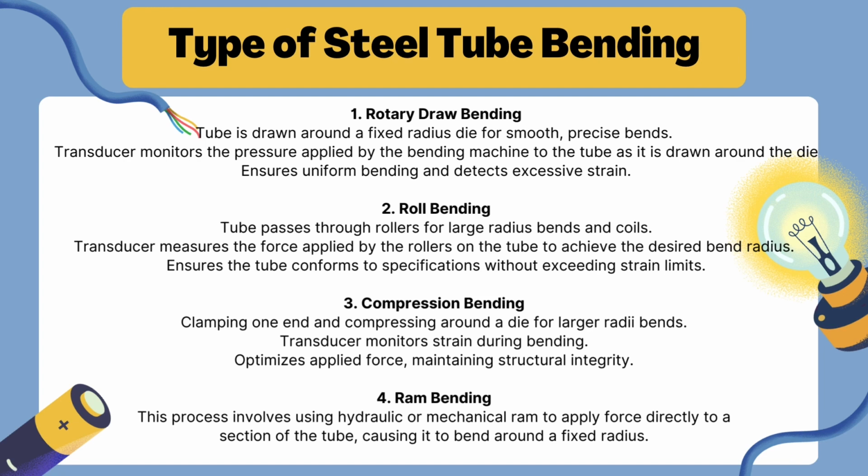And third is compression bending, clamping one end and compressing around a die for larger radius bends. The transducer monitors strain during bending and optimizes applied force, maintaining structural integrity. And the fourth is ram bending. This process involves using a hydraulic or mechanical ram to apply force directly to a section of the tube, causing it to bend around a fixed radius.